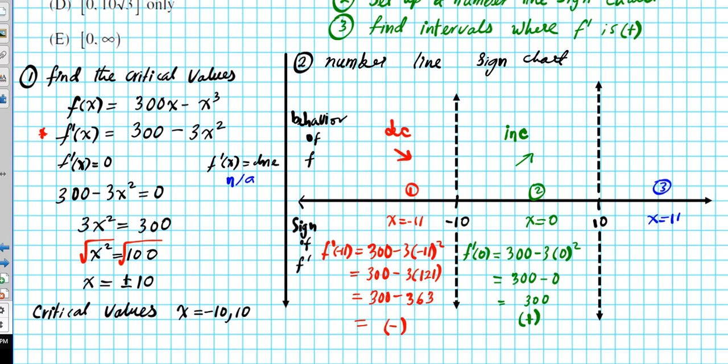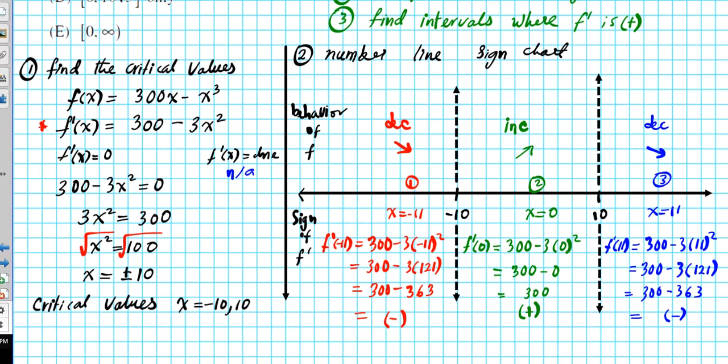The last one is from 10 to infinity. We're using x equals 11. So we're looking for f prime of 11, which is 300 minus 3 times 11 squared. If we simplify, we will have 300 minus 3 times 121, which equals 300 minus 363. And we'll end up with a negative result again. So in this interval, the function is going to be decreasing.